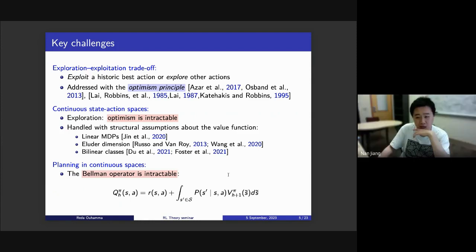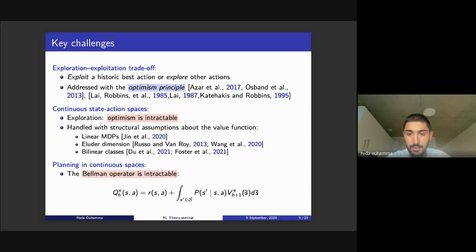Can I ask? So here, is it a typo that there's S tilde and S prime? Like they should be the same, right? Yes, it's S prime. Sorry, yes. And also, what do you mean by intractable?